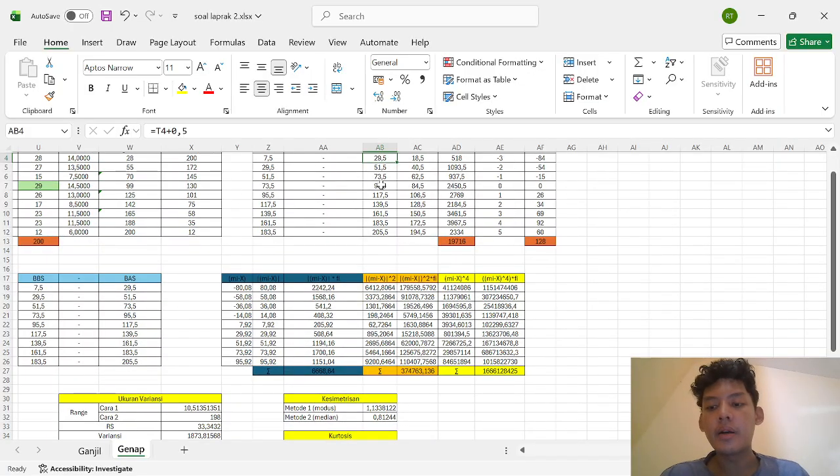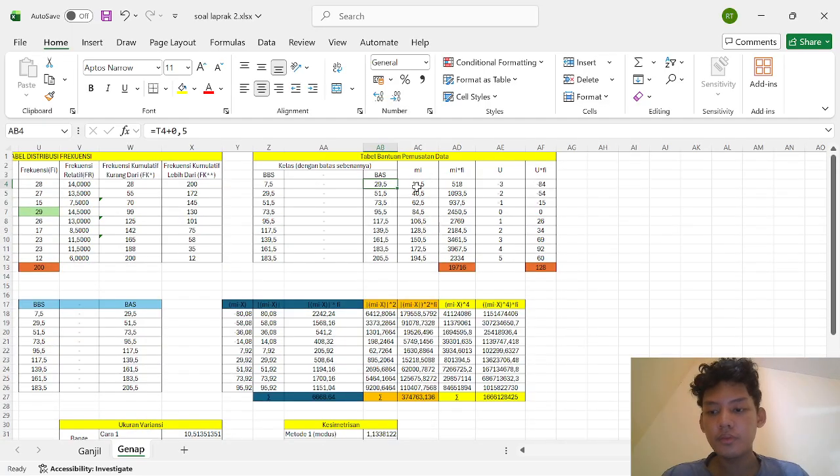Then I calculate the midpoint. The midpoint is calculated by adding the lower and upper boundaries and dividing by two. After obtaining the midpoint, I calculate the midpoint multiplied by the frequency, f times midpoint. This result will later be used to calculate the group mean.